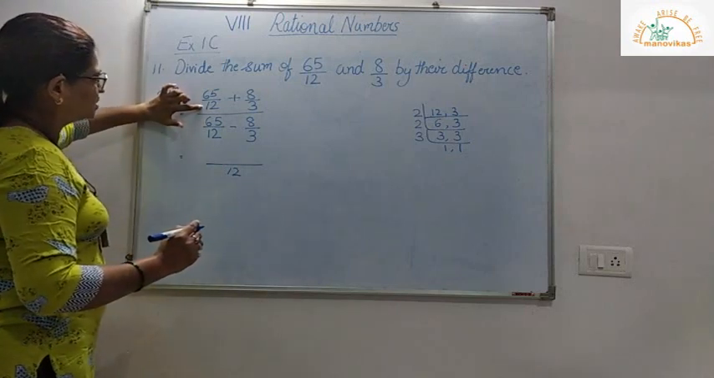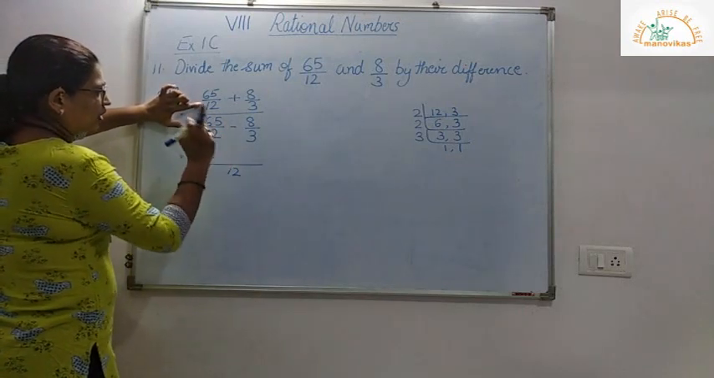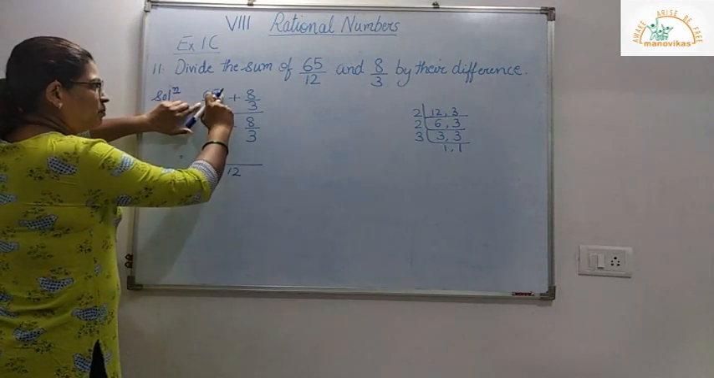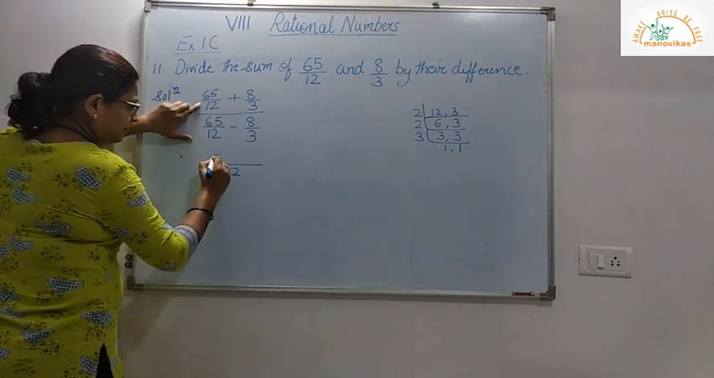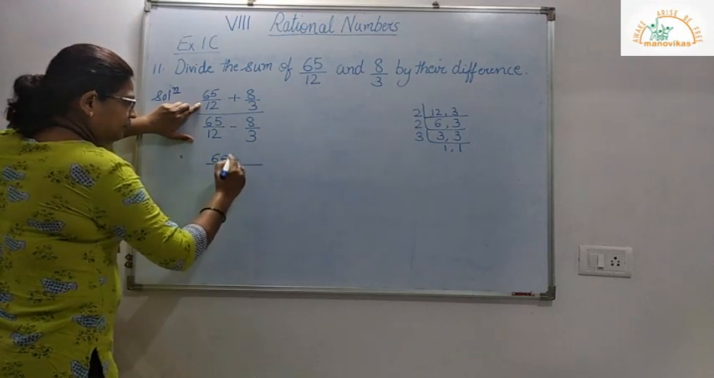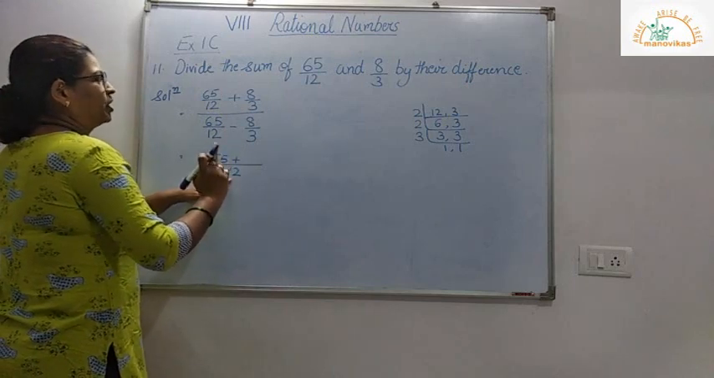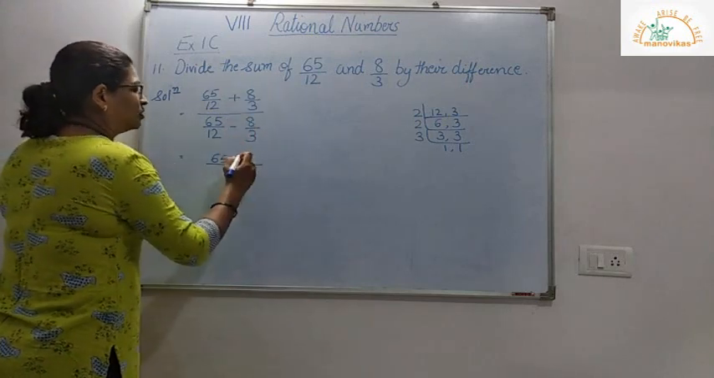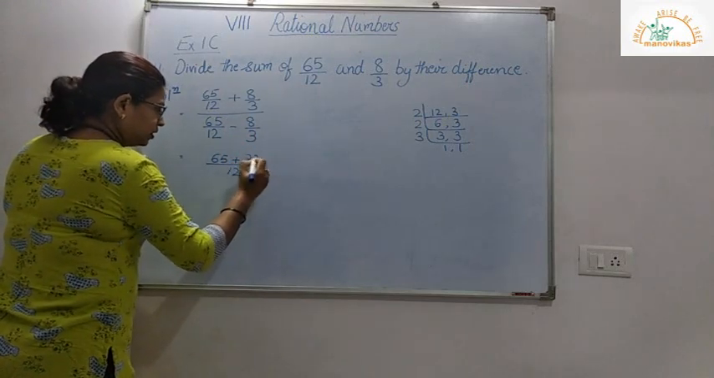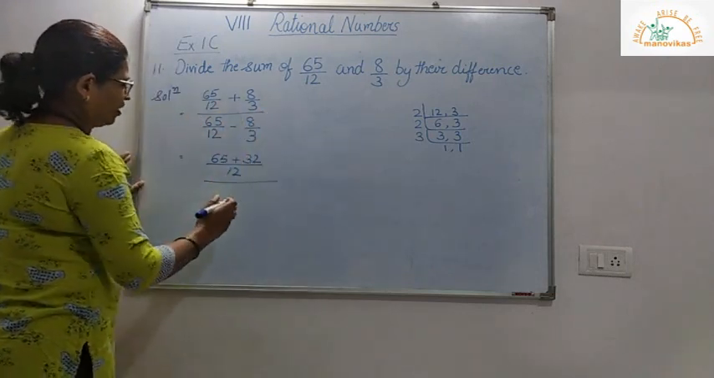Now I am taking this number over here. So 12 divided by 12 is 1. So 1 gets multiplied with 65 here, so I get 65 back, plus sign. Now 12 divided by 3 gives you 4. 4 8s is 32.